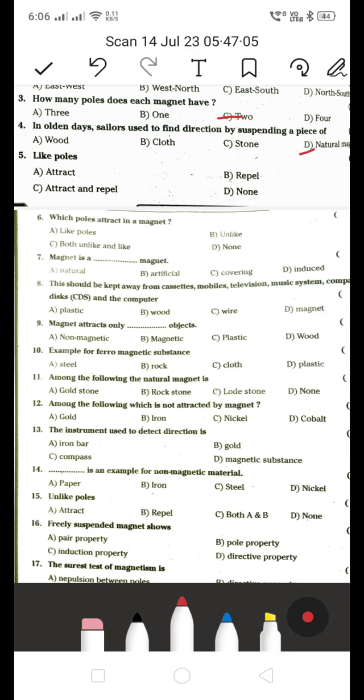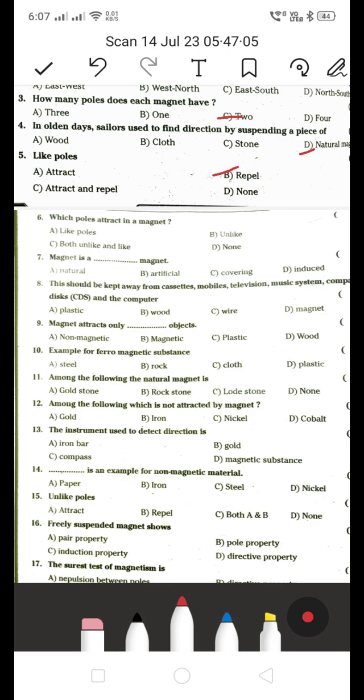Like poles: A attract, B repel, C attract and repel, D none. Which is the right answer? Like poles always repel. Repel is the right answer. They repel each other.